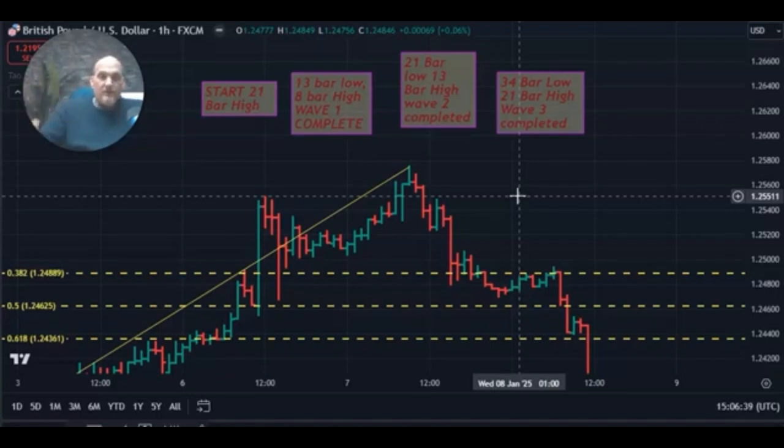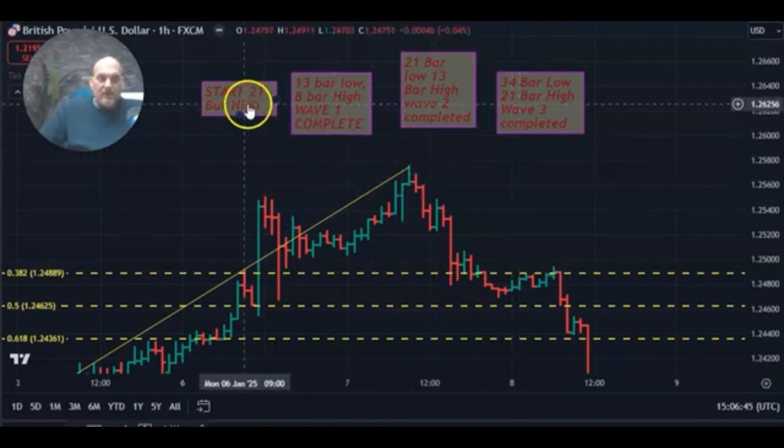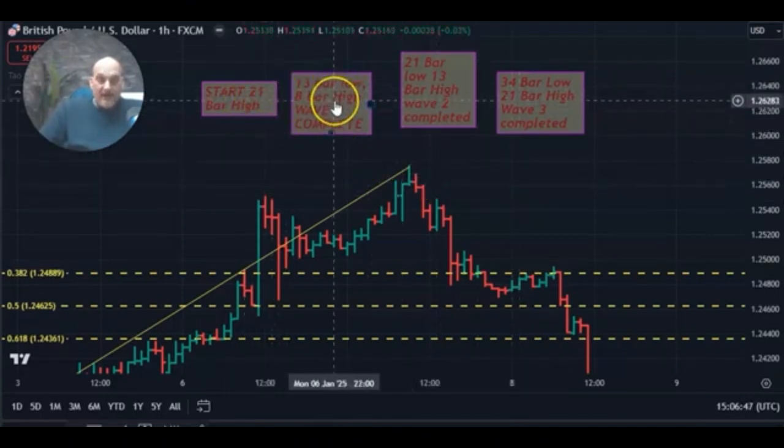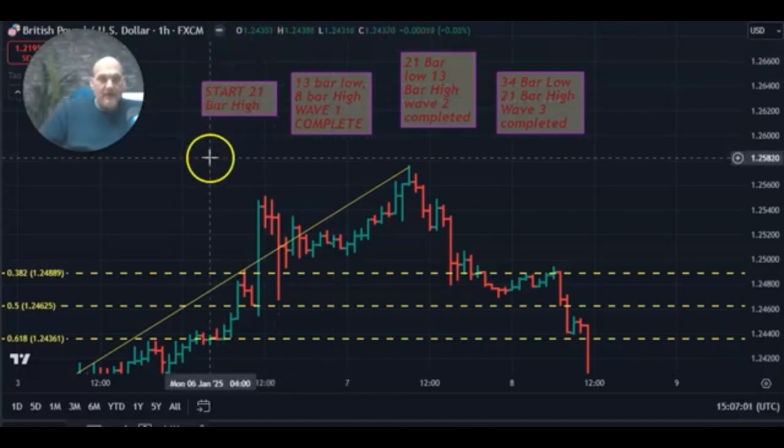So without further ado, I'm going to try to stick to the sequence itself. 21 bar high, 13 bar low, followed by an 8 bar high. That means the sequence is completed. Now, there are two important ratios that I'm going to introduce you to that are proprietary ratios. Maybe I should write it down, if I could. I don't know if I could write it down. Maybe I can. Let's see.